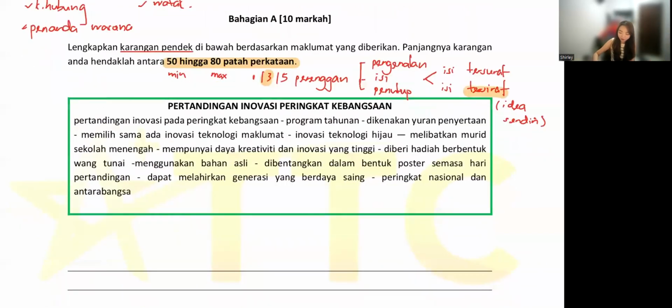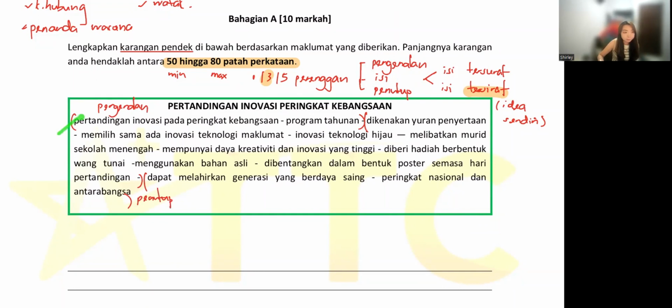Chill, my guys. Okay, so now, if it's like this one, you just need to add in the kata hubung, penanda wacana, and also the watak, right? So what I will do today is split into 3 paragraphs: pengenalan, isi, and the penutup. First thing first, I will split into 3 based on the isi tersurat. This would be the pengenalan. And this is the penutup. Okay, right.